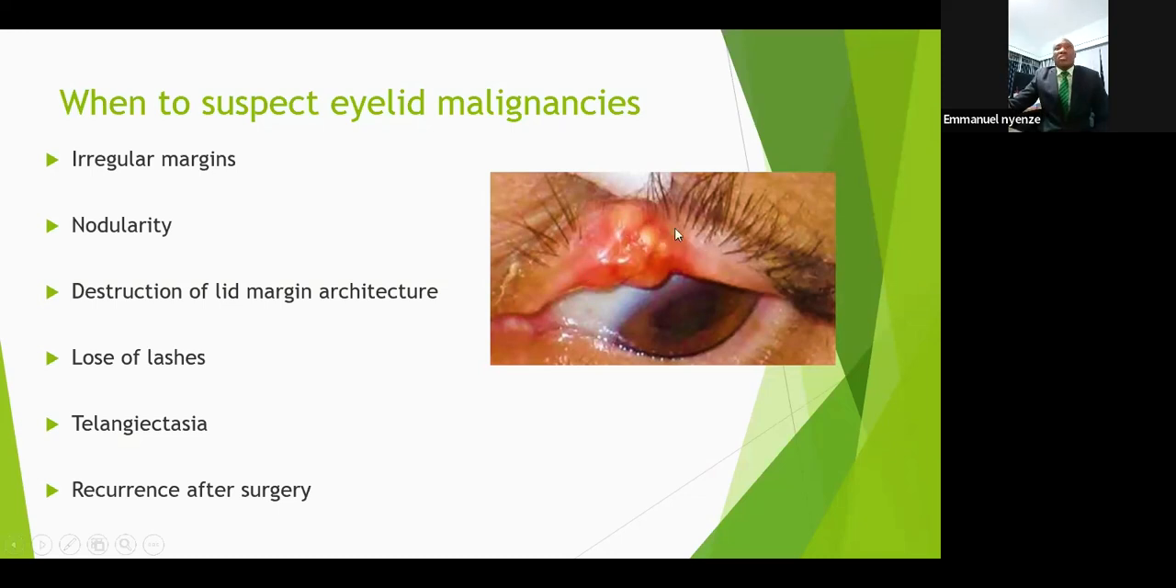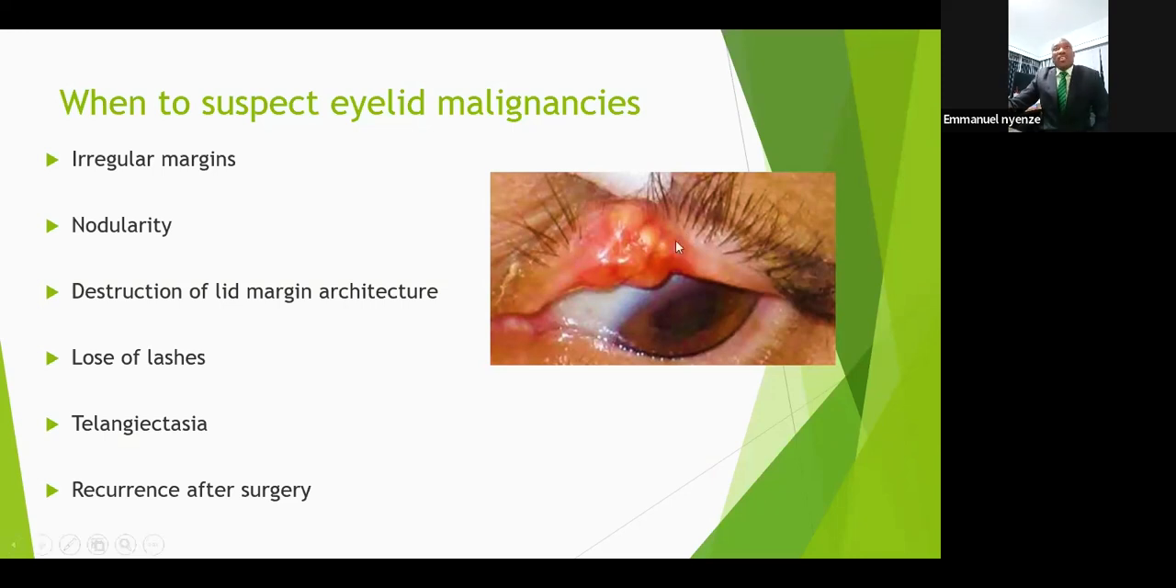Nodularity: the lesions tend to be more multinodular. Remember, a chalazion can look like it's multinodular, but those are usually multiple chalazia, and each chalazion can be palpated in most cases separately. So that is another way of trying to differentiate.